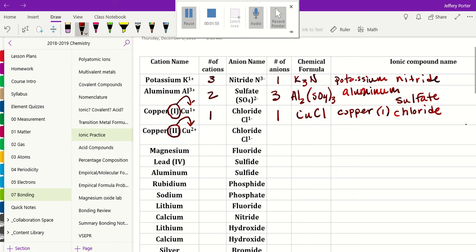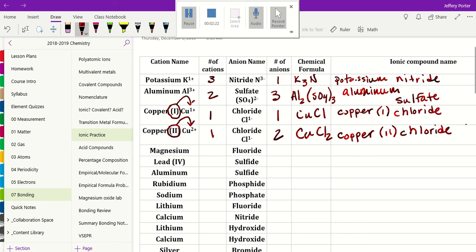Well, take a look at the next one. I have Cu +2 and I have Cl -1. How many chlorides do I need? I need 1 copper. I need 2 chlorides. So your formula is CuCl2. Now, the name: copper 2 chloride.